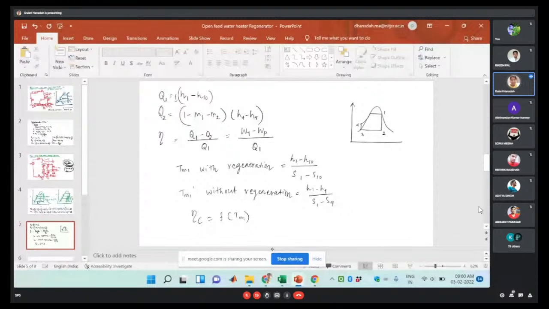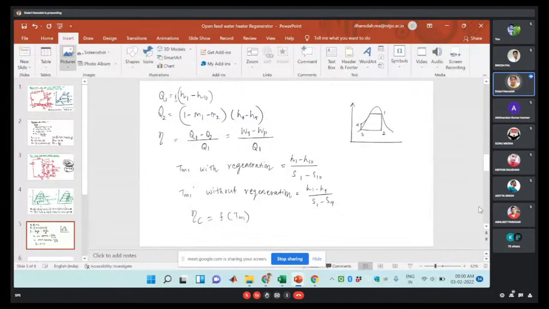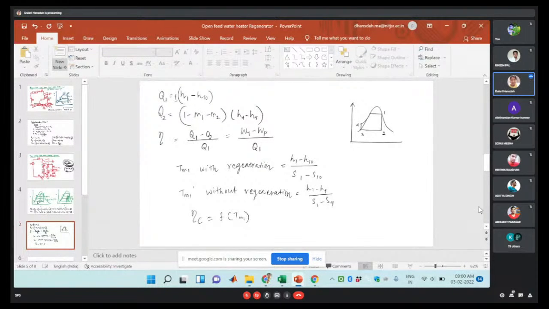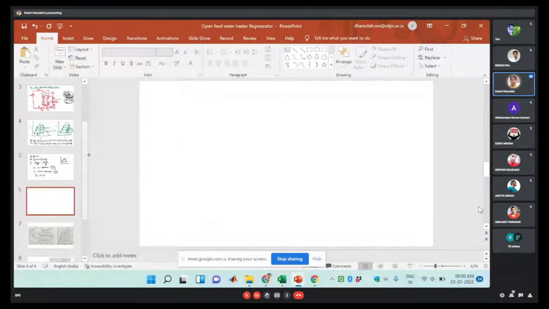So in this case, with regeneration the mean temperature will be increased and without regeneration it will be less. So the efficiency will be more when using the cycle with regeneration. Next we will write down our energy balance equation, and then we can find out what M1 and M2 are. Let me first write down for heater 1.